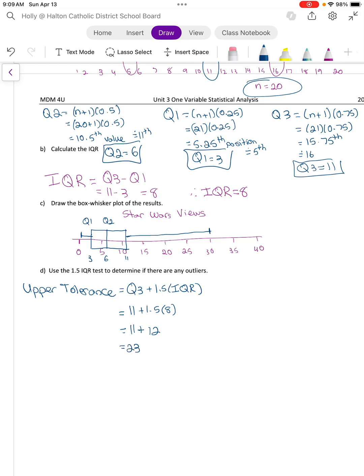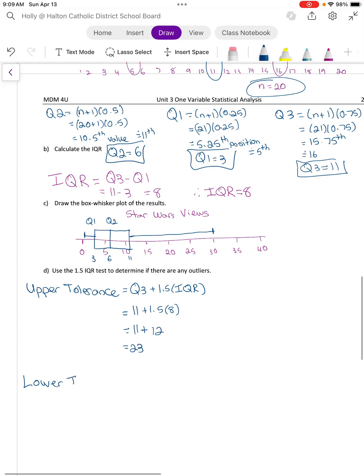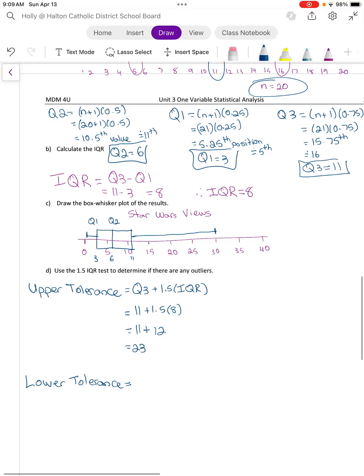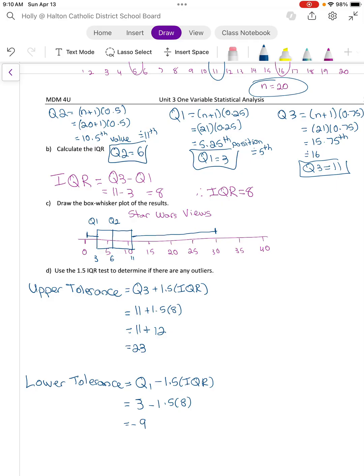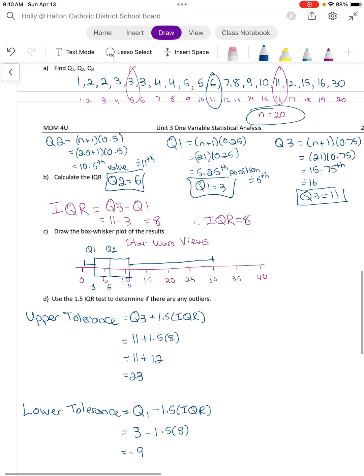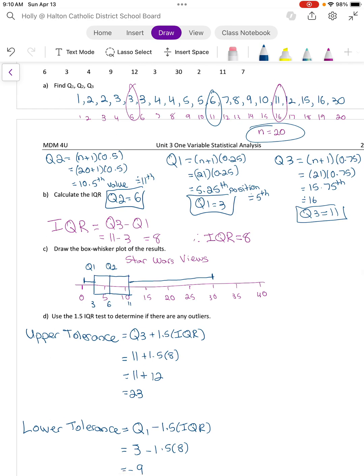Anything above that would be an outlier. Our lower tolerance uses a similar formula, but now we're subtracting. So we have our Q1 minus 1.5 times IQR. Our Q1 value here was 3, minus 1.5 times 8. 3 minus 12 will give us -9. So anything below that would be an outlier. If we look at our data set here, our lowest number is 1, so that's safe. Our highest number is 30.